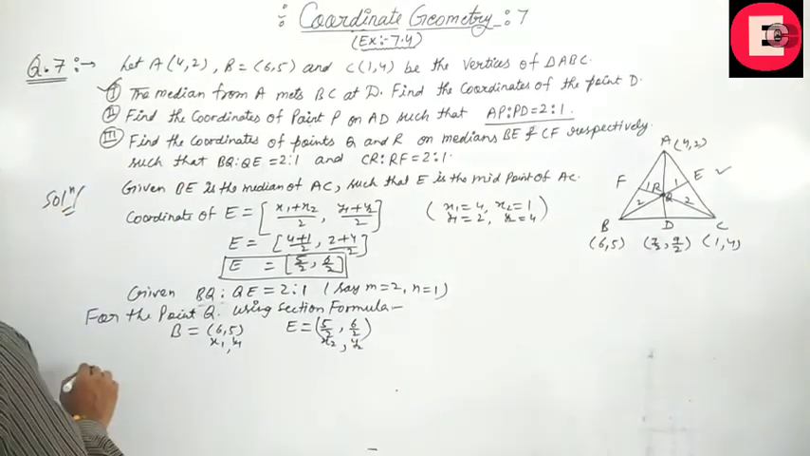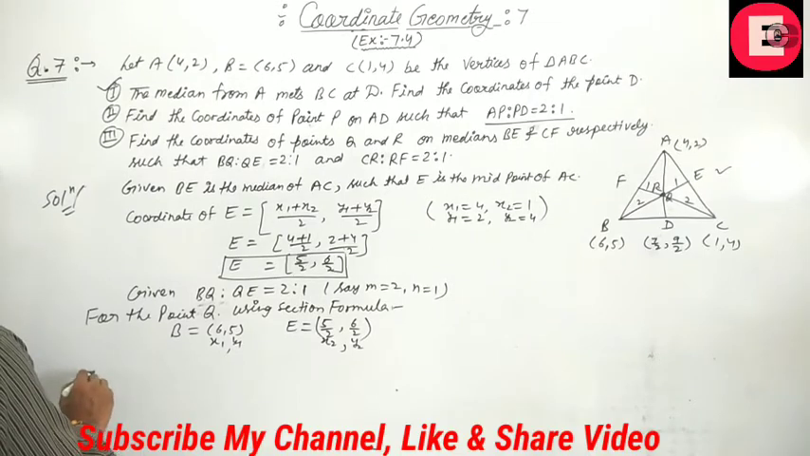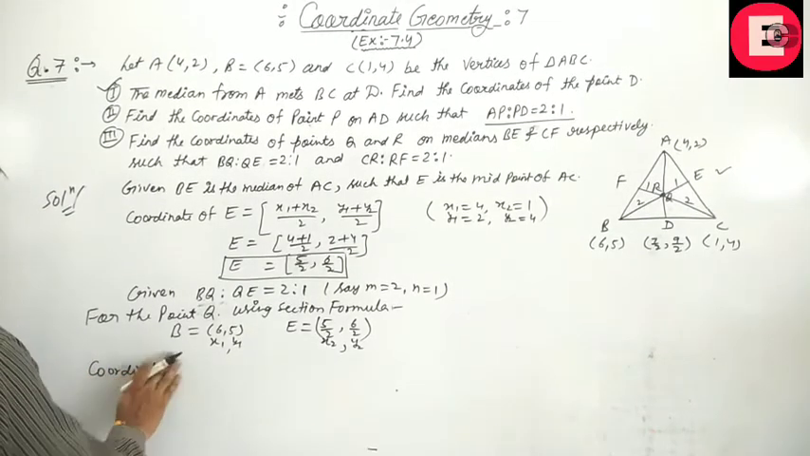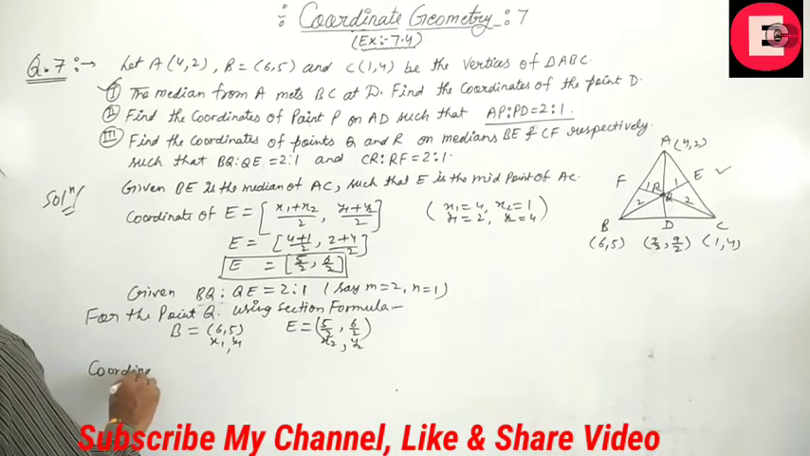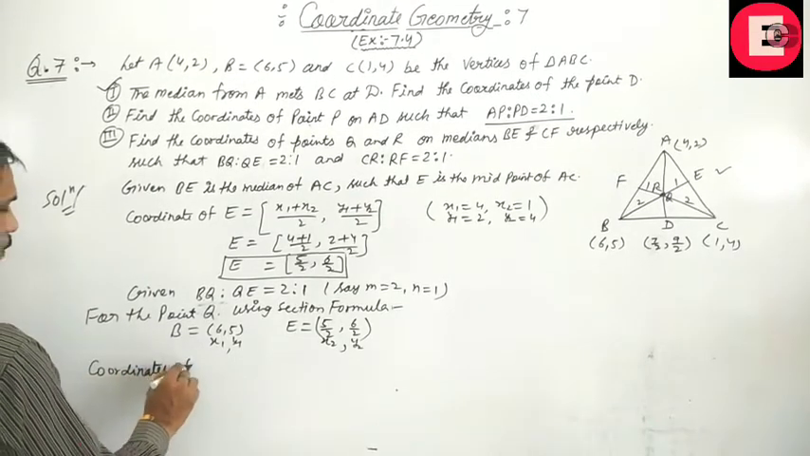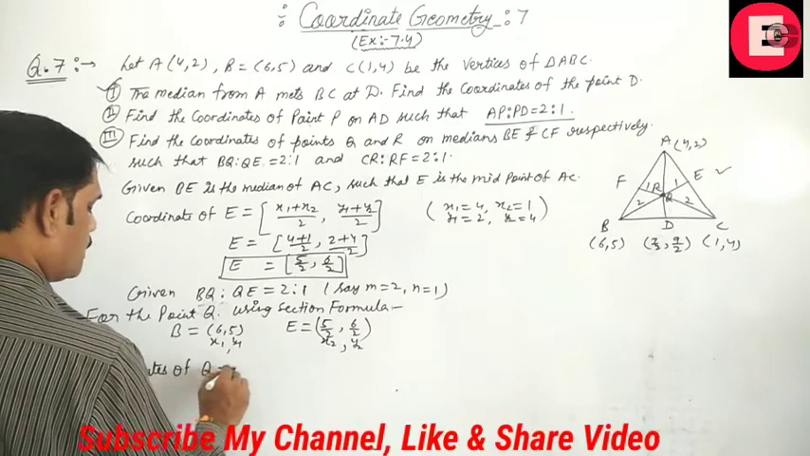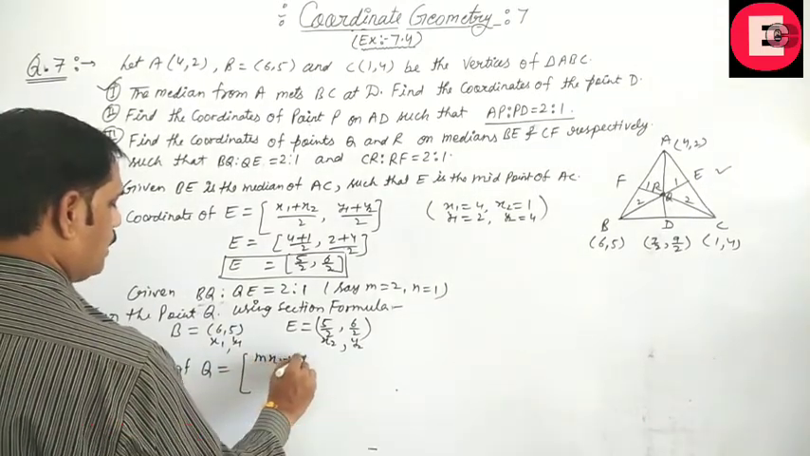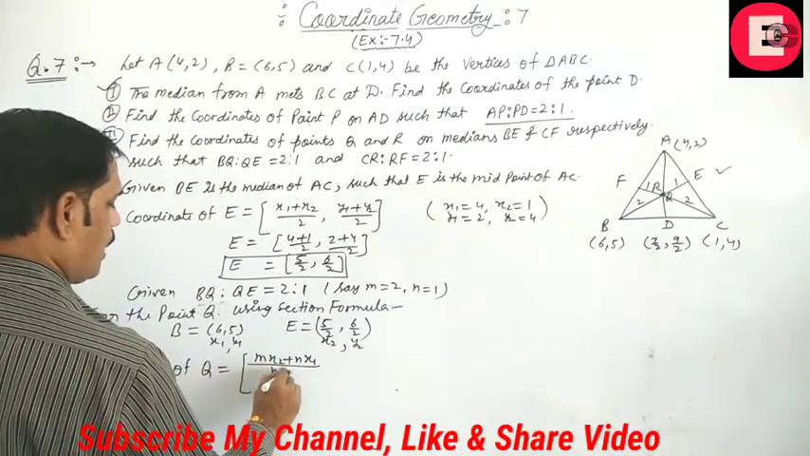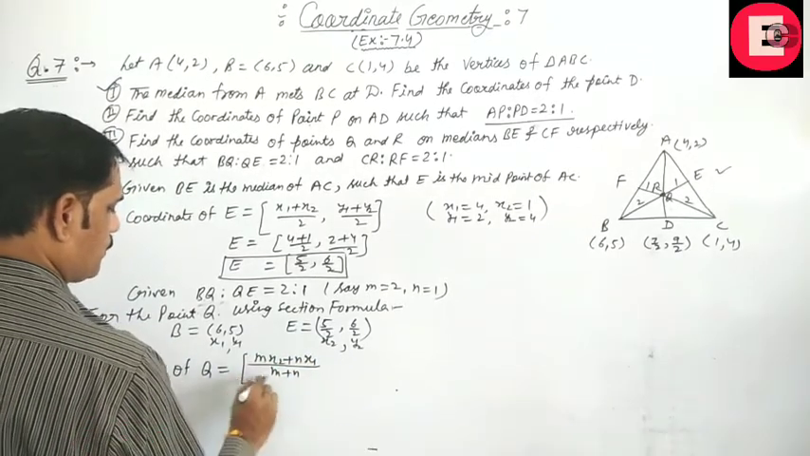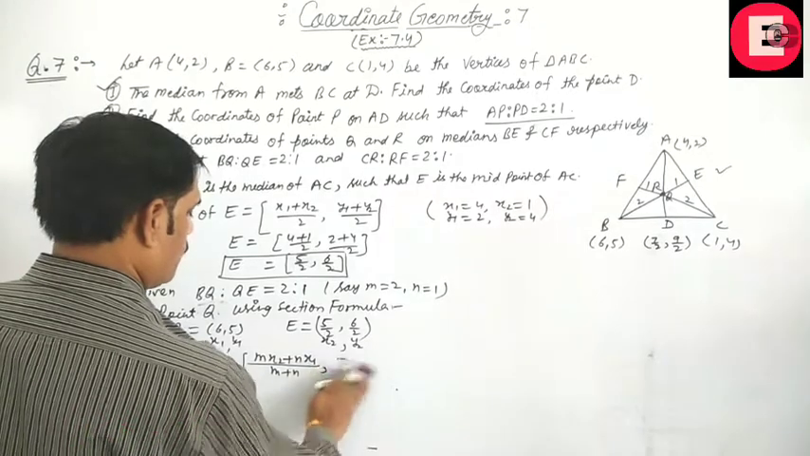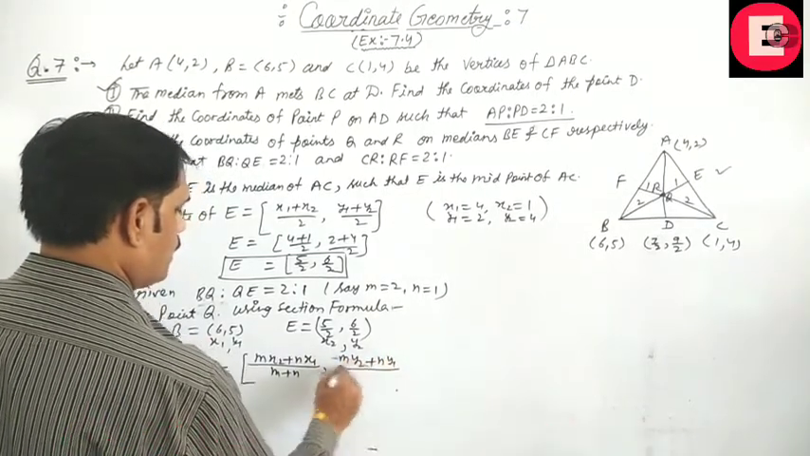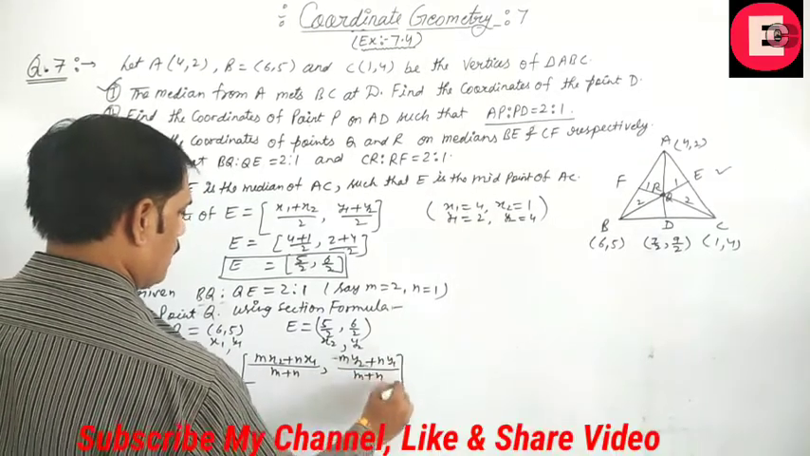So the coordinate of Q is equal to (m x2 plus n x1) upon (m plus n) and (m y2 plus n y1) upon (m plus n). Clear?